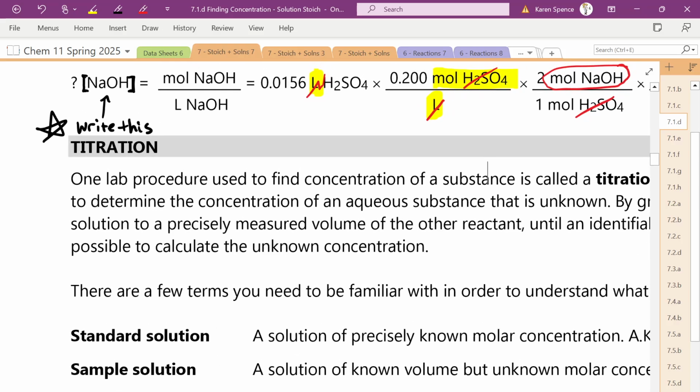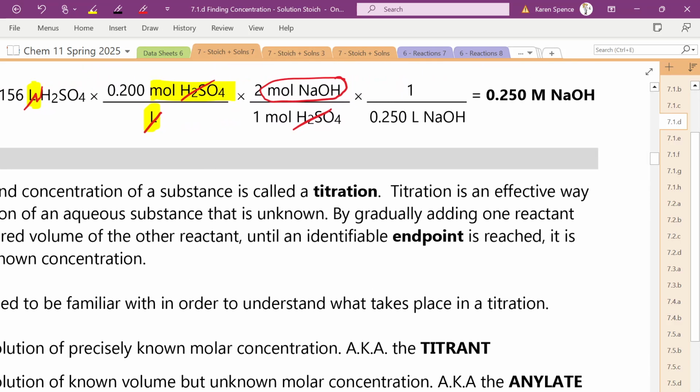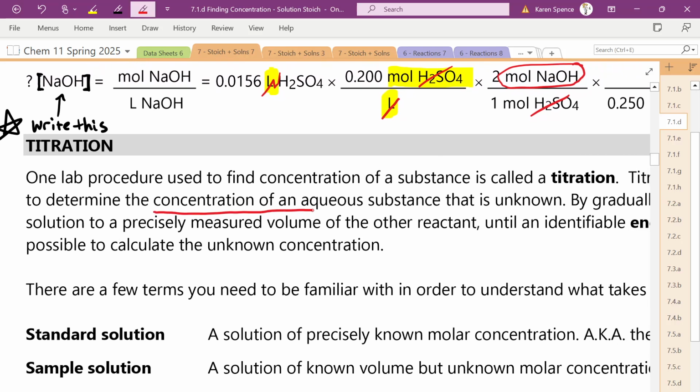Now, today we're going to talk about titration, because this particular thing is all to do with titration. And titration is a way of finding the concentration of an aqueous substance.